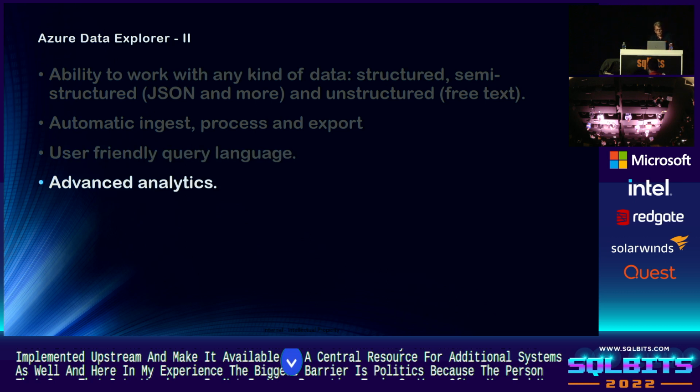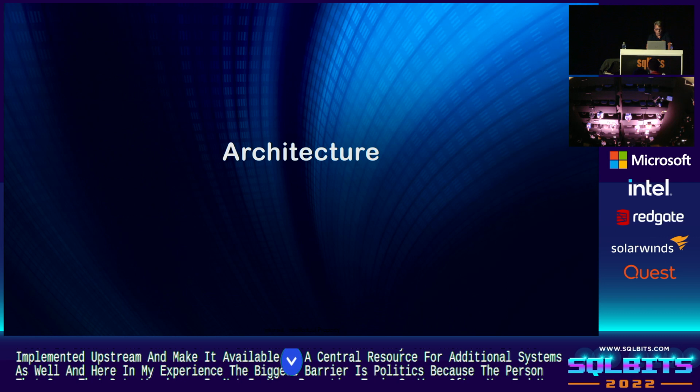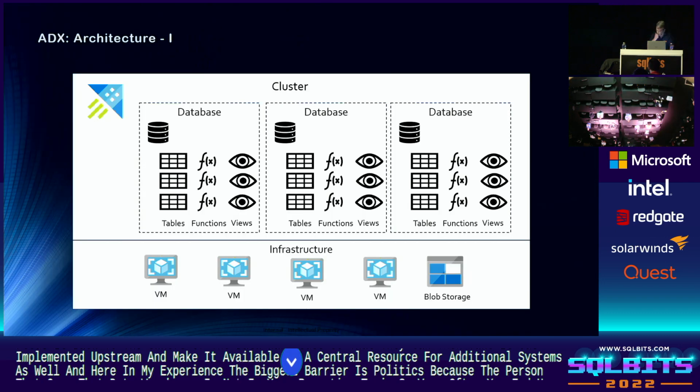We have advanced analytics, so we have built-in time series analysis, built-in machine learning, and built-in anomaly detection. As we have time series, we can also do anomaly detection, etc. Cool, and we can visualize the data. Anyway, so the architecture. Questions so far?